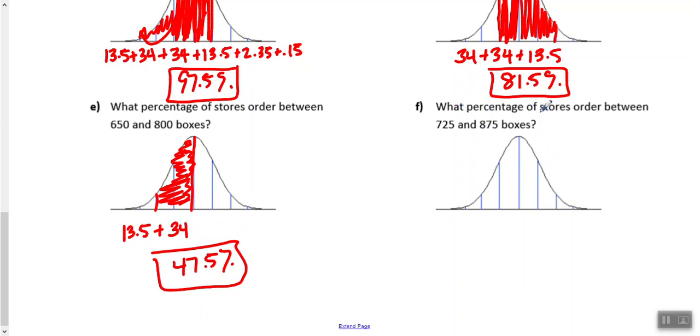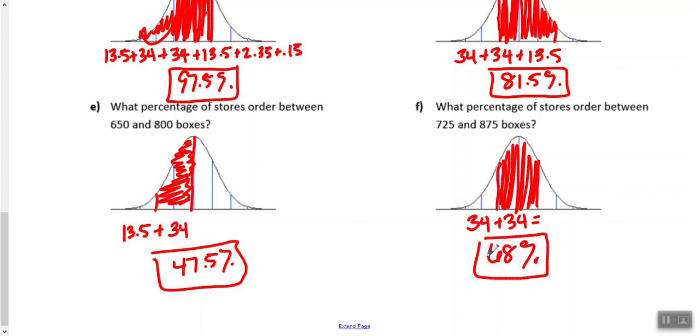Then F, what percentage of stores order between 725 and 875? 725 is one below, 875 is one above. Now notice it's one standard deviation to one standard deviation, which is my 68% rule. But if you didn't recognize that, you could still get 34 plus 34, and it'll give you the same thing. So that's an overview with the empirical rule. Make sure to stop in and see me if you have questions.